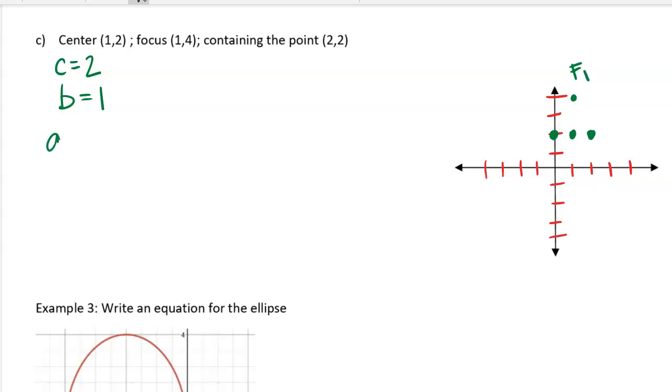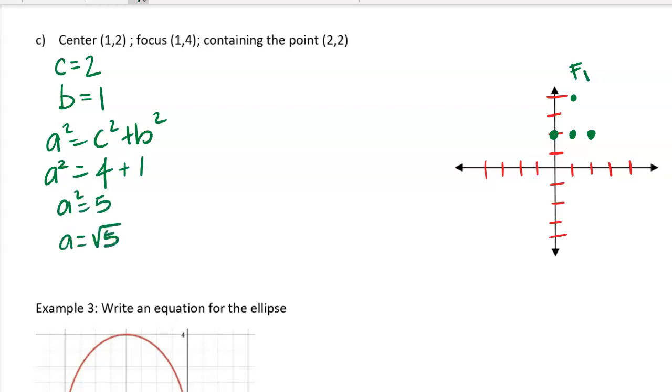A. A square equals C square plus B square. A square is unknown, so that maintains A square. Well, C square is what, Katie? 4. Good. Dana, B square is what? Good. So guys, A squared comes out to be 5. A is square root of 5.